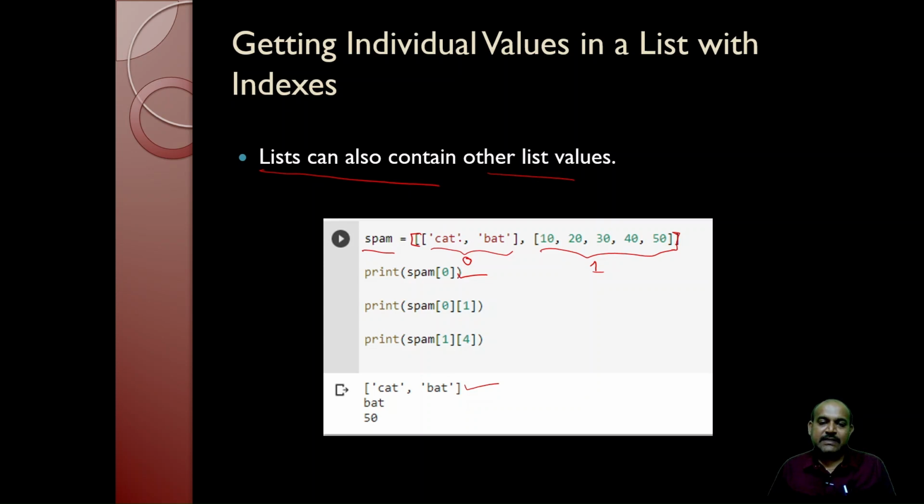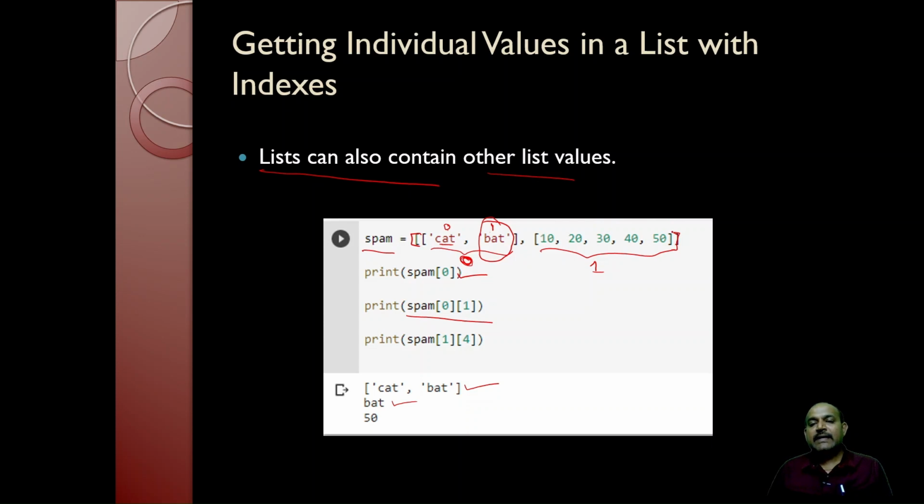If I want to access exactly cat alone, I don't want cat and bat together, so I want to access cat alone. So in the 0th index, again this can be subindexed. So this will be 0, whereas this will be 1. So under 0 indexing, you have two elements, so again 0 and 1. Therefore, I can print spam of 0, 1. So this 0 indicates this one, and in 0 indexing, again you have 0 and 1. Therefore, 0 and 1 is bat. Therefore, it is going to print bat.